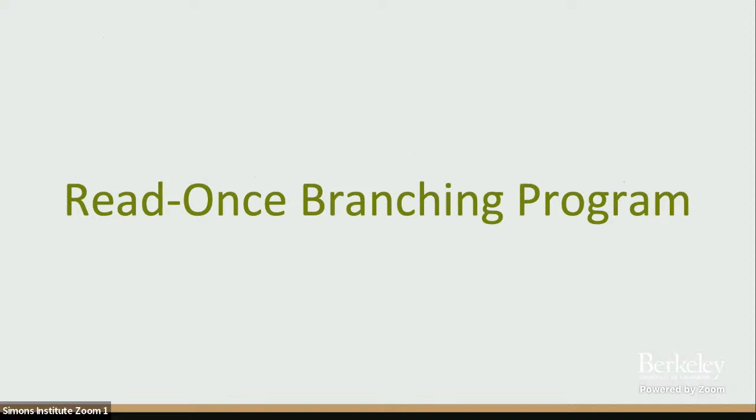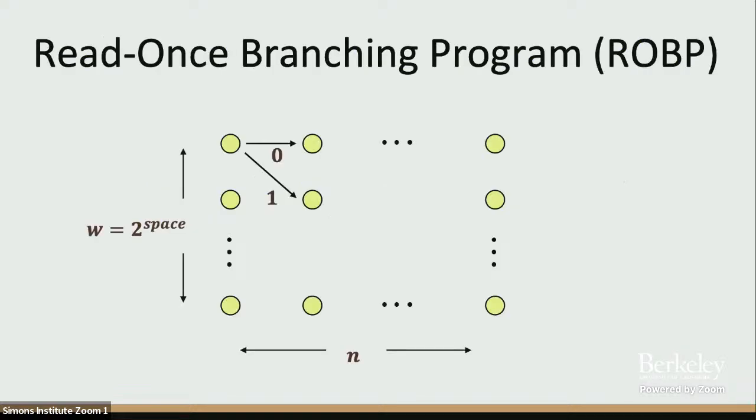So let's look at what this read-once branching program is. A read-once branching program is a computation model which can be thought of as an acyclic graph. You have n times w vertices, and the vertices are divided into n layers, and each layer has w vertices. The edges are present only from the ith layer to the (i+1)th layer. When you look at a vertex, there is an edge labeled 0 that goes to a vertex in the next layer, and there is an edge labeled 1 that goes to another vertex. This transition basically represents that if you are at this vertex and you read a 0, then you will transition to this vertex, and if you read a 1, then you will transition to this one.